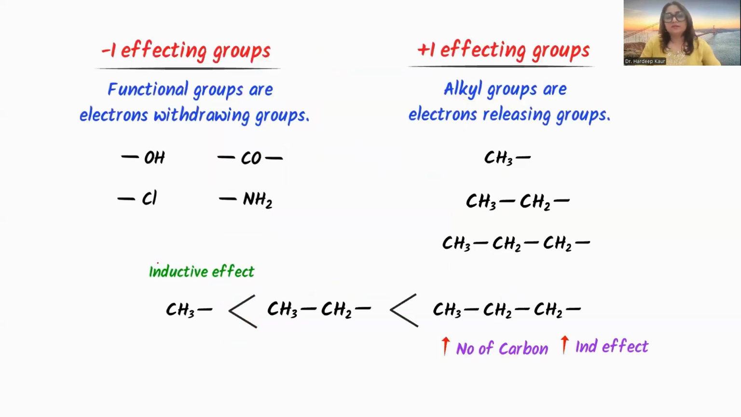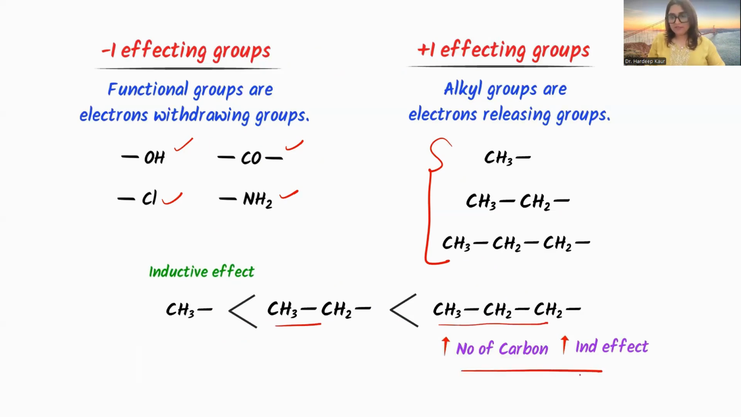Now, these are some examples that you should understand: OH, CO, NH2, Cl. They all are electron withdrawing groups, but all the alkyl chains are electron releasing groups. So in the case of an alkyl chain, the more the carbons, the more the inductive effect.